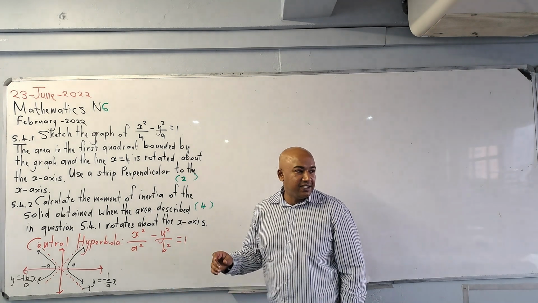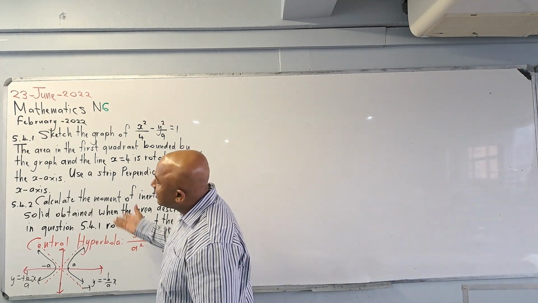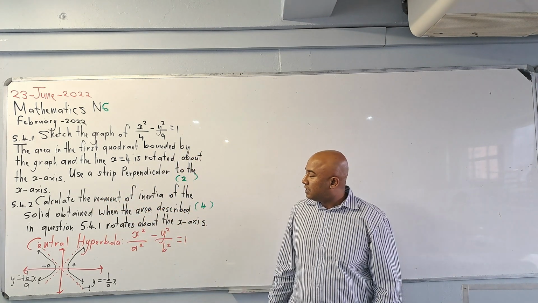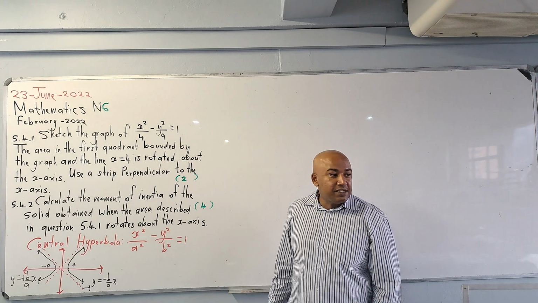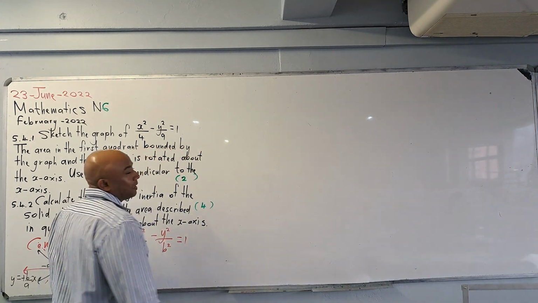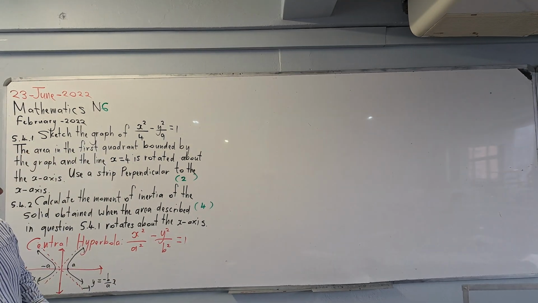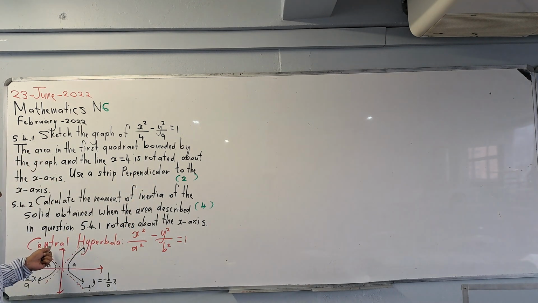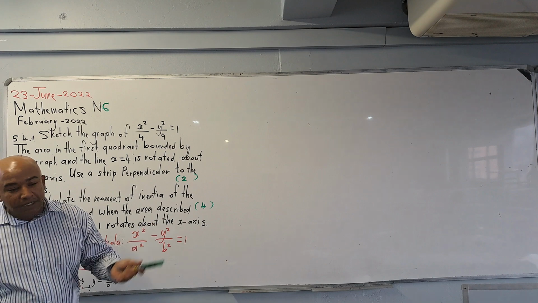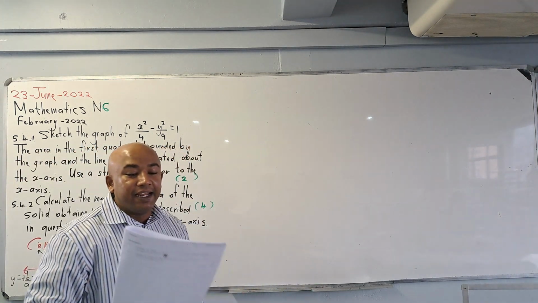Right, let's look at this question. Question 5.4.1. This is the February 2022 paper, and this is the moment of inertia question. So what type of graph came out in the February 2022 paper? It was a central hyperbola. Right, so a central hyperbola, how do you know that it's not an ellipse?